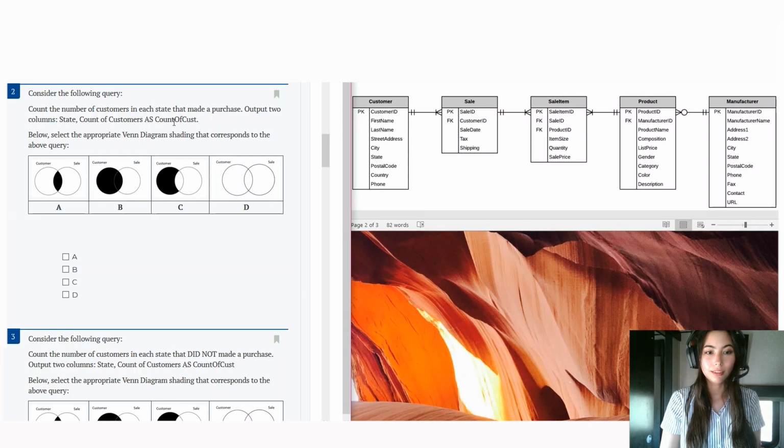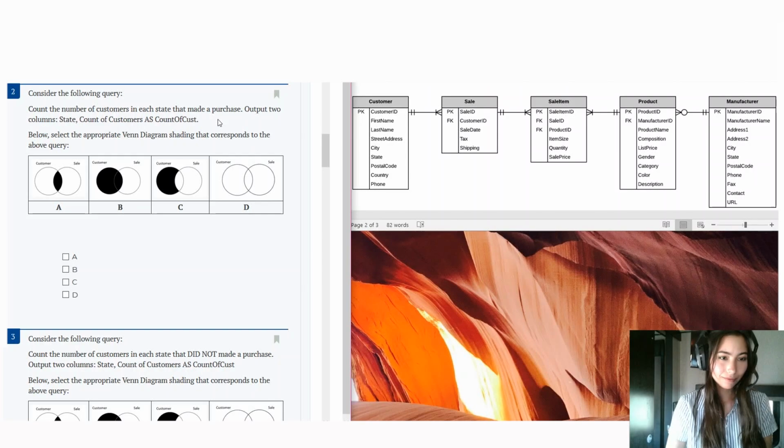This simply means that if you guys will remember in part 1 and part 2, we were in the select statement, assigning names to sums and aggregates that we were executing in our select clause in the first 2 parts of my videos. Below, select the appropriate Venn diagram. And those of you who have never seen a Venn diagram, this is what it looks like. Shading that corresponds to the above query.